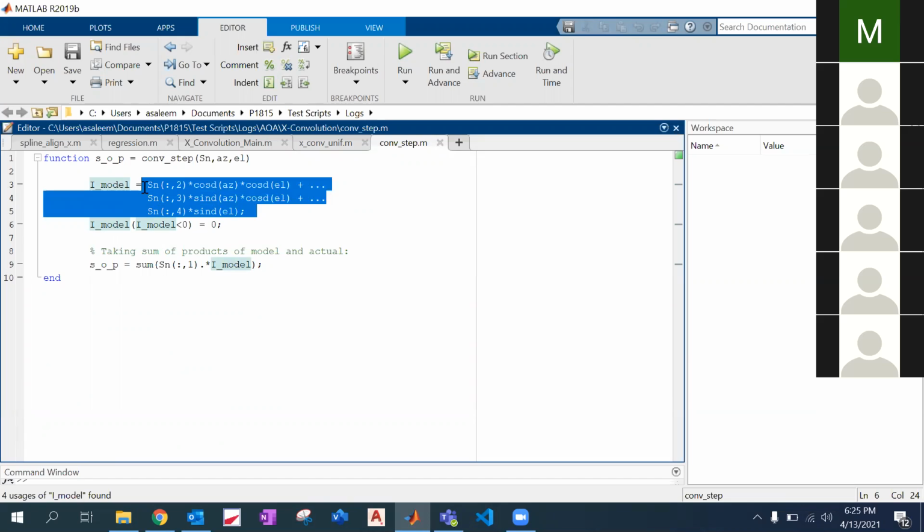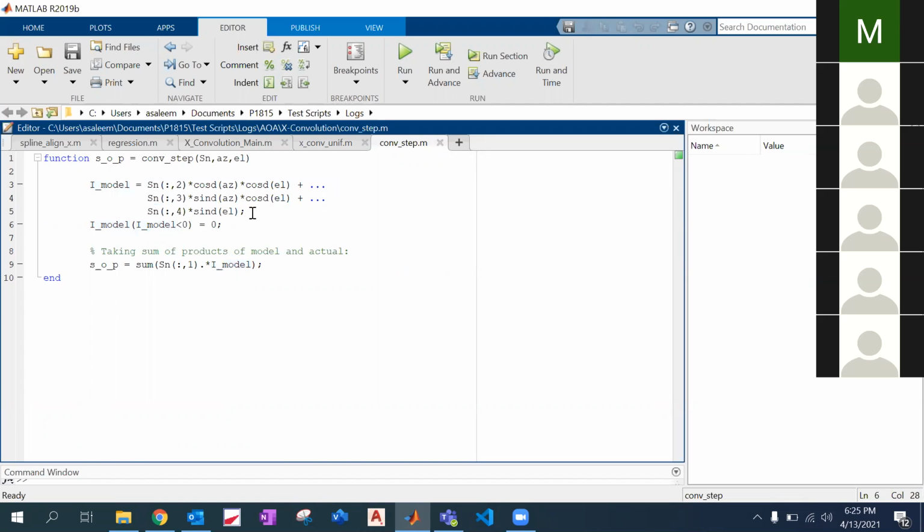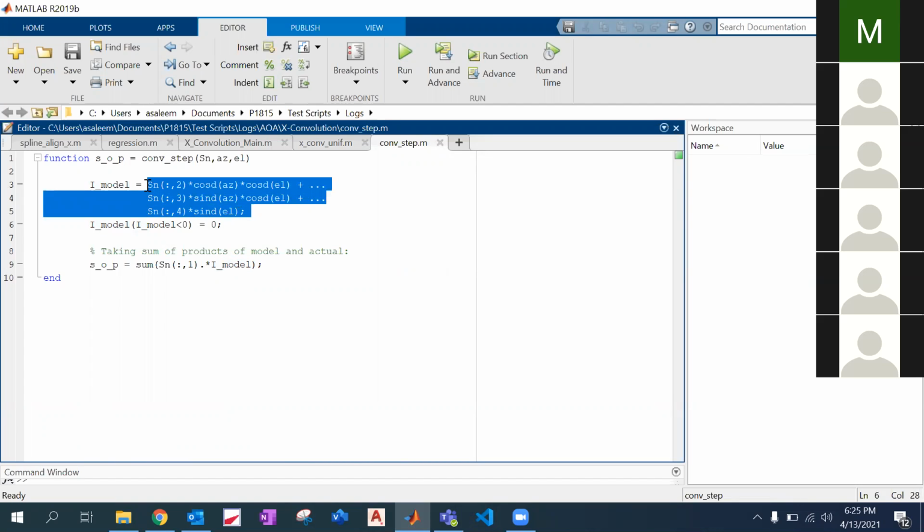The clever thing about doing it this way is that previously, when I first made this algorithm, I generated the model curve separately, and I convolved it with the intensity readings one by one. But here, I'm not generating the model curve separately.